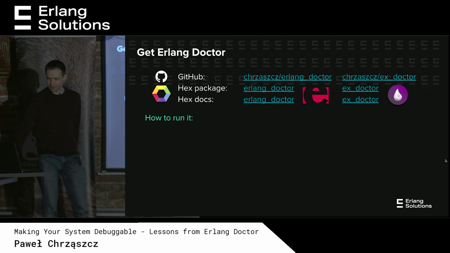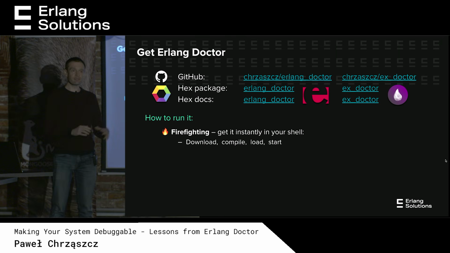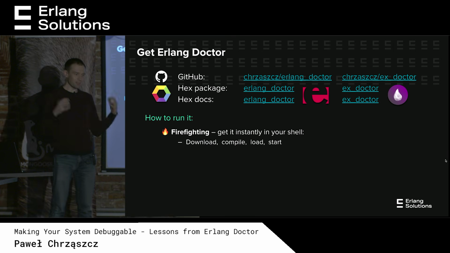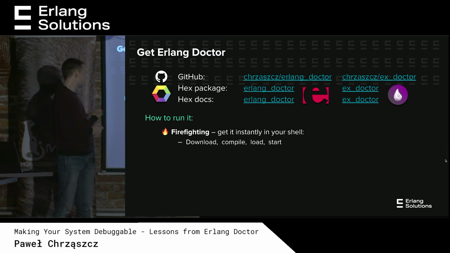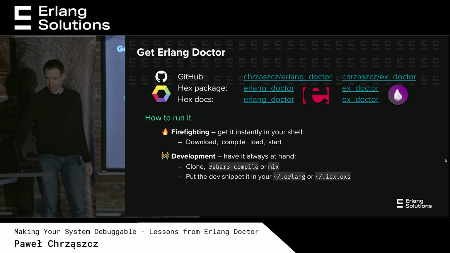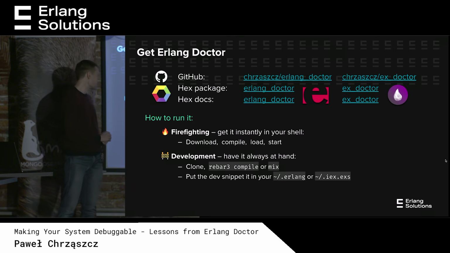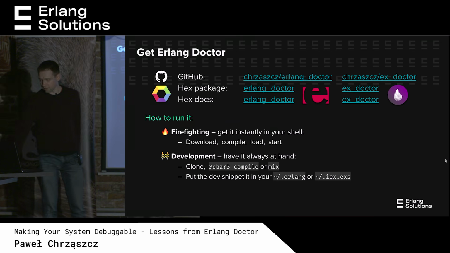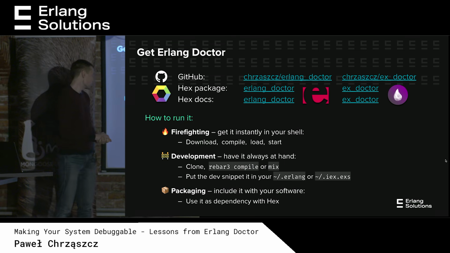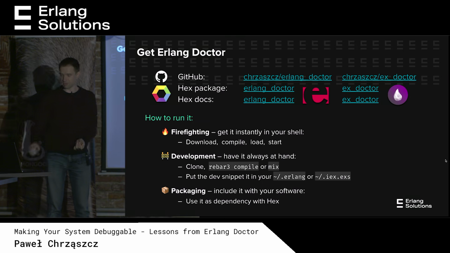You can run it in three different ways. There is a firefighting snippet, which is quite useful when you don't have it and you suddenly want it. You can just get it from the internet and run it instantly. It's a one-liner. You can get it from the repo. Then there's a development snippet, which I use all the time, where I just put it in my .erlang or .iex file. And then you can finally package it with your software, which we also do for this MongooseIM server.